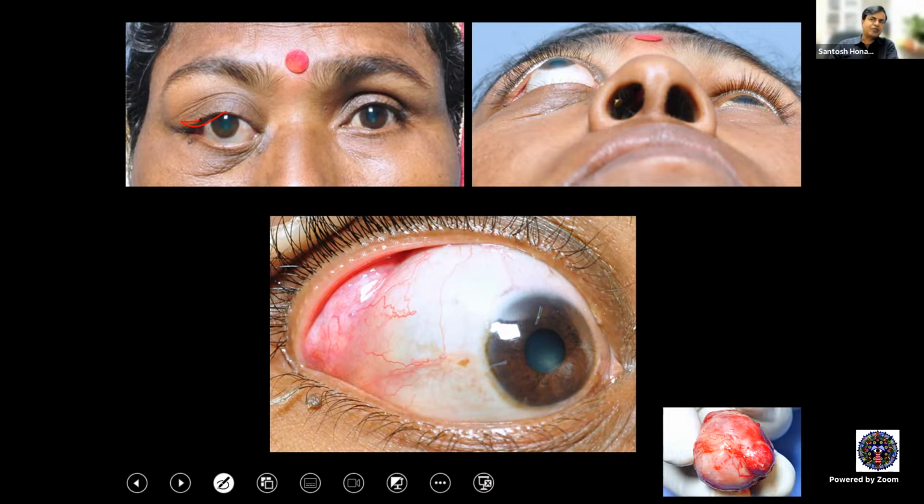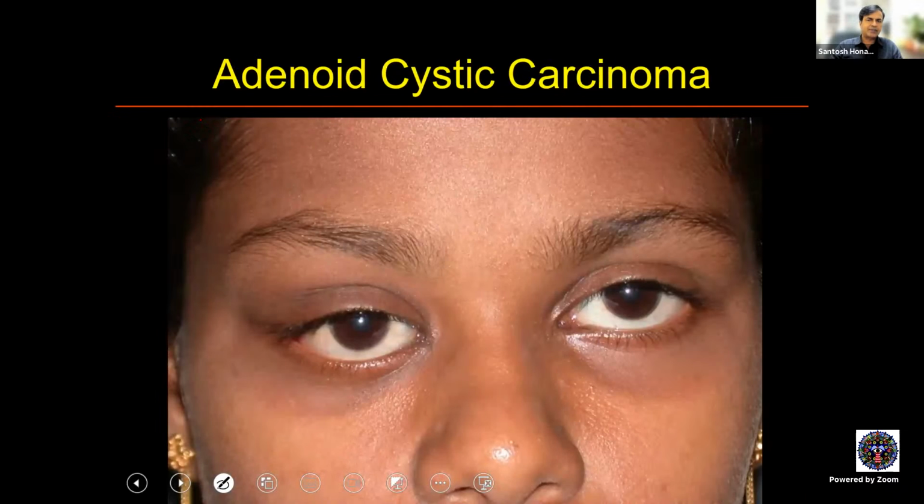So S-shaped deformity of the eyelid does not mean that it is dacryoadenitis. It could be anything else. In this case, it was a pleomorphic adenoma with displacement of the palpebral lobe down that caused the S-shaped deformity.